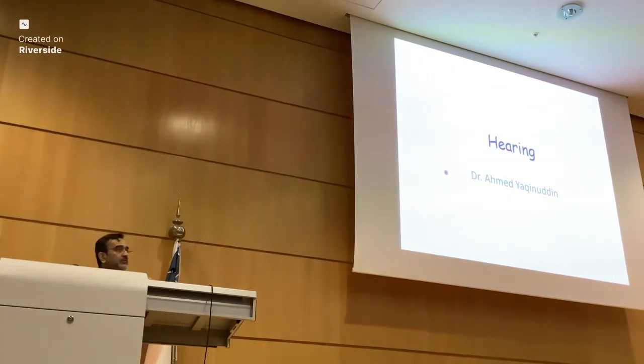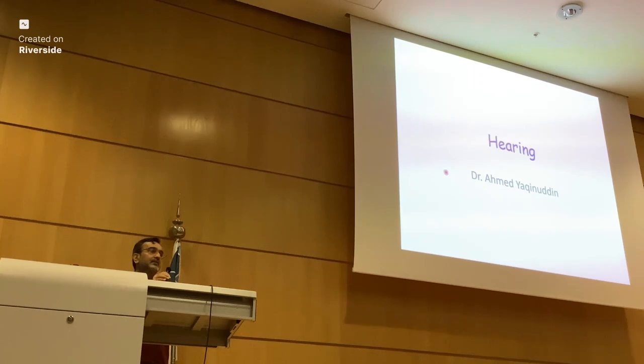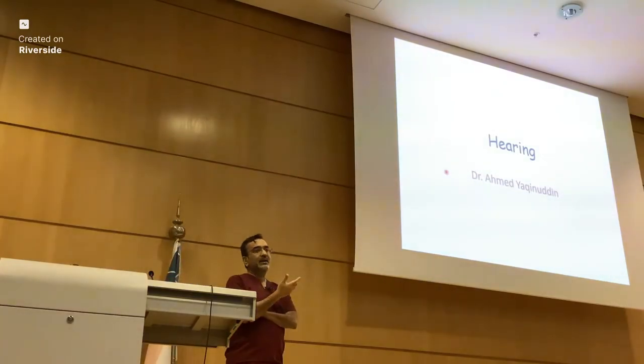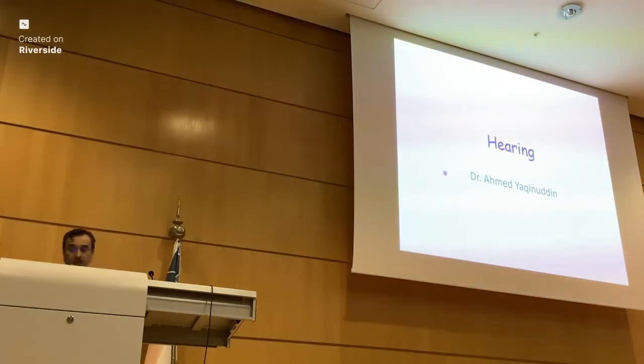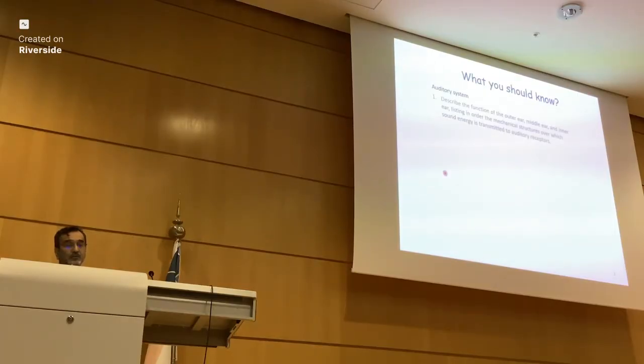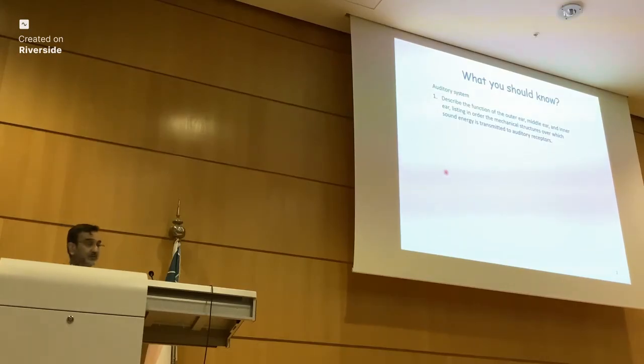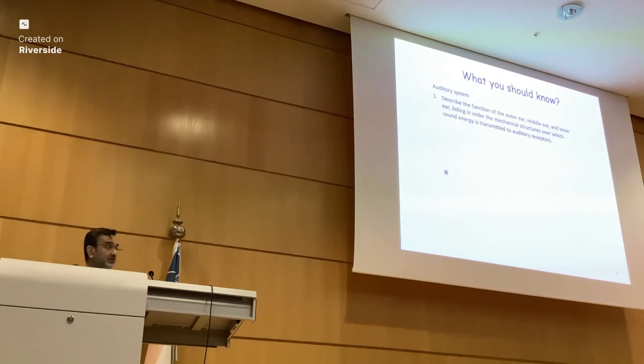That is also something we are going to do in more detail, and then we are going to talk about the different types of deafness, and how we can do simple tests to identify if this is a conductive deafness or sensorineural deafness. So what we are going to do today is to describe the function of the outer ear, the function of the middle ear and inner ear, and list in order the mechanical structures over which the sound energy is transmitted to the auditory receptors.